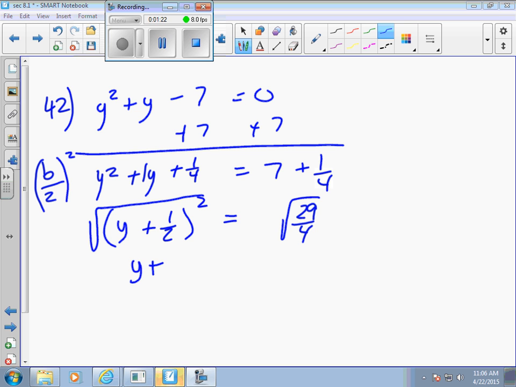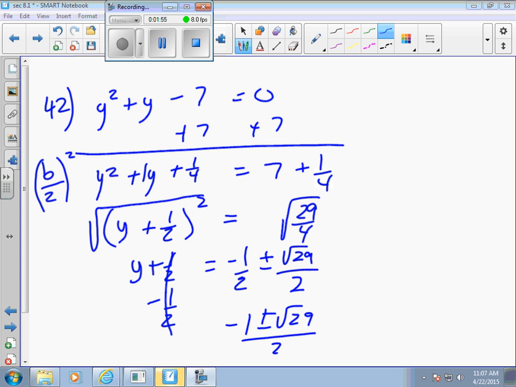And I get y plus 1/2 equals plus or minus. Anytime you square root an equation, you have to put a plus or minus in front of it. And I'm going to split this into two radicals, square root of 29 over the square root of 4, but the square root of 4 is 2. Then I'm going to subtract 1/2 from both sides, and I get negative 1/2 plus or minus the square root of 29 over 2. Could we simplify that to negative 1 plus or minus the square root of 29 over just one common denominator? Certainly, but we don't have to. This is fine for me.